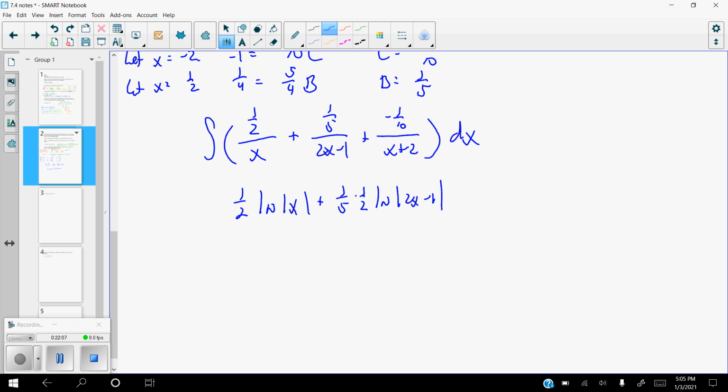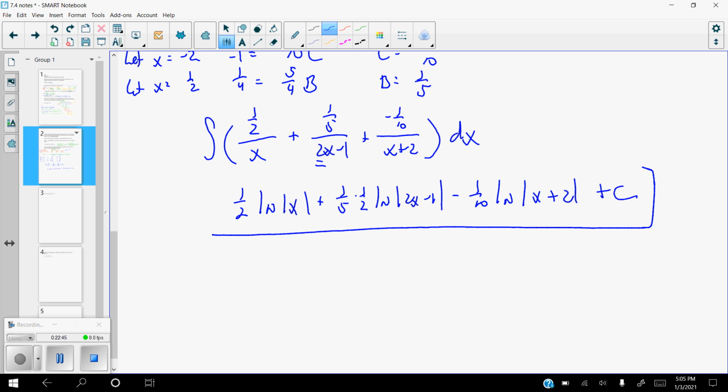This is a shortcut. If you have a linear function, which is the composite piece, which is in this case what it is, then you're going to end up multiplying by the reciprocal of that slope out in front. So again, the reciprocal of that 2 is 1/2, which is why it gets multiplied out in front. It only works if the composite piece is linear. If that was 2x squared minus 1, this does not work. Don't try it. And then the last piece is we're going to bring down the minus 1/10 natural log absolute value x plus 2. Don't forget plus c. And there is the antiderivative, or excuse me, the integral.